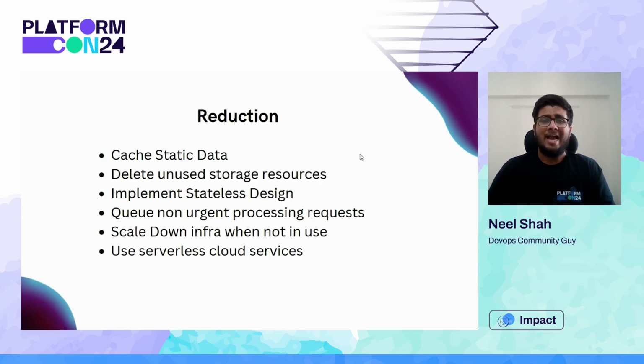So next comes how we can reduce. We have learned what the impacts are, but we also need to understand how we can reduce them in different ways. First is cache static data. When we cache static data and the user requires the same data, it will be taken directly from the cache, not going to the server. It will cut down the load, improve the software products, and also consume less energy.